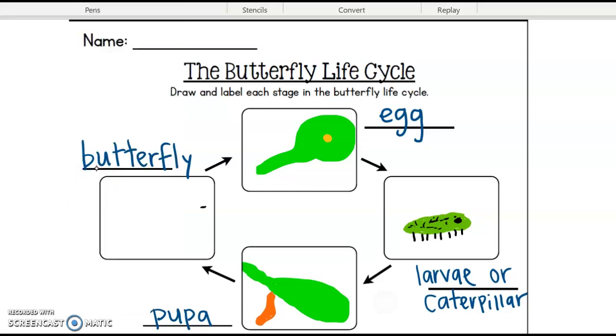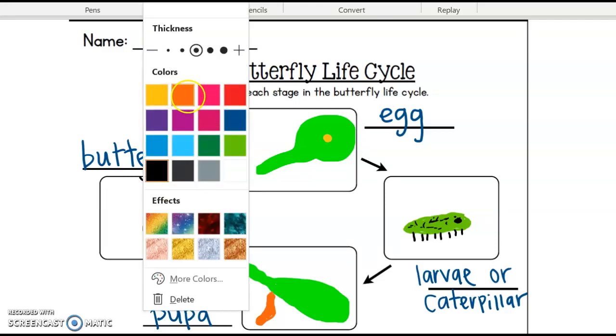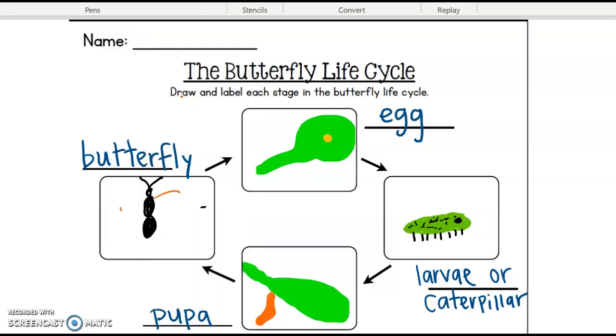And then the very last stage is a butterfly. So remember we talked about the butterfly parts yesterday. So we talked about the head, and the thorax, and the abdomen. So 3 body parts. And then they have antennas. And then they have wings. Go ahead and draw your butterfly.